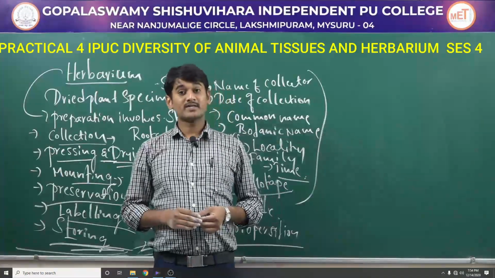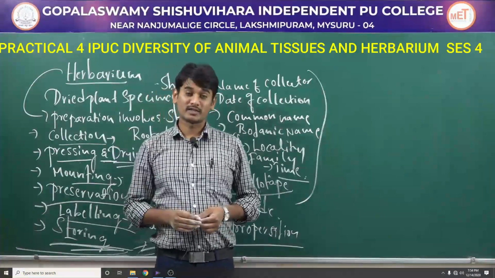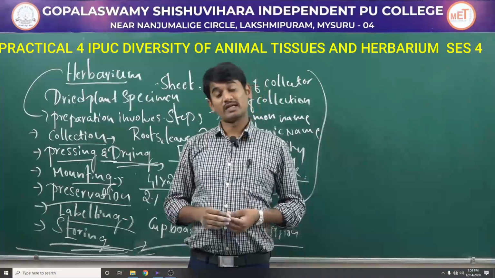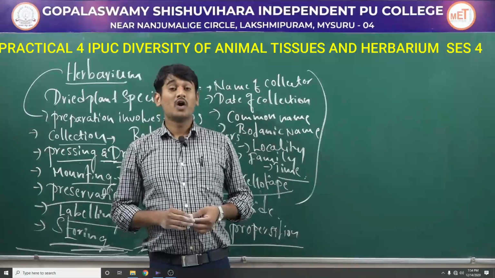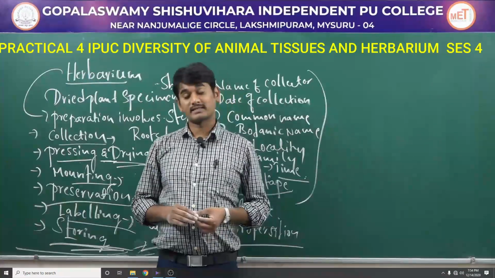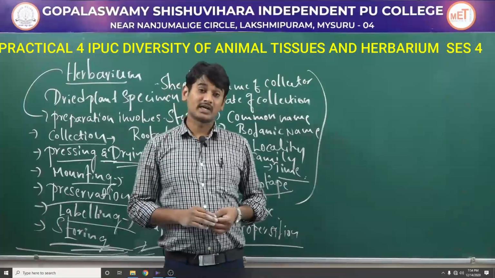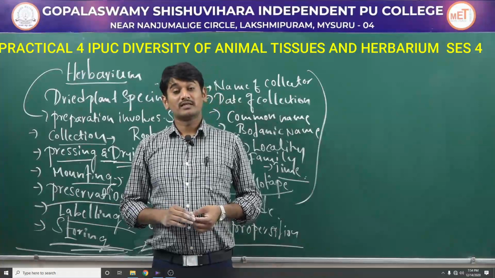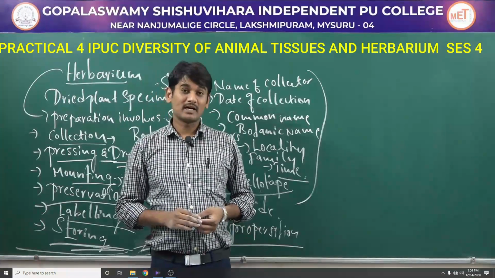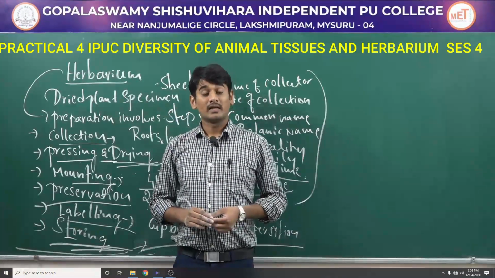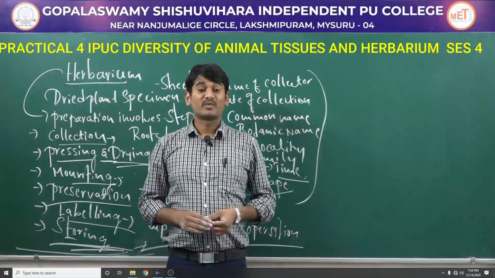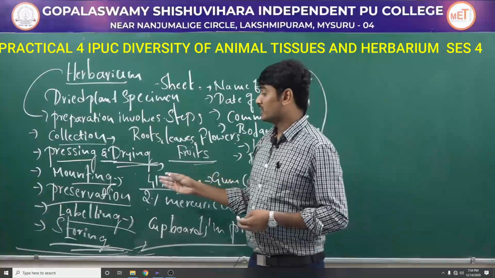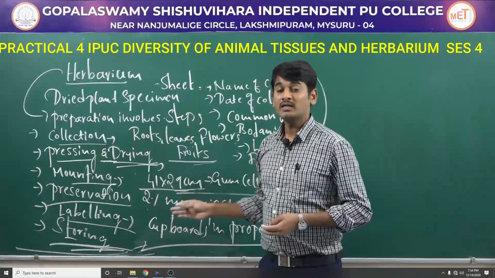Dear students, in this session we have discussed diversity of animal tissues like squamous epithelial tissues and connective tissues, blood, a fluid connective tissue. It includes RBC, red blood cells, and white blood cells types, granulocytes and agranulocytes, and muscular tissues include skeletal muscles, smooth muscles and cardiac muscles. The last one is herbarium and the steps in preparation of herbarium: collection, pressing and drying, mounting, preservation, labeling and storing.